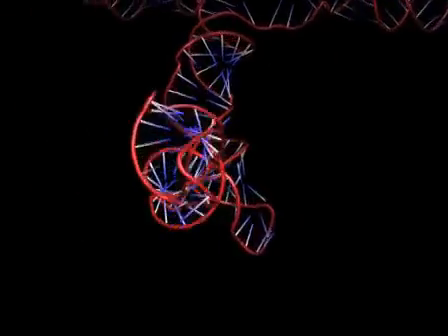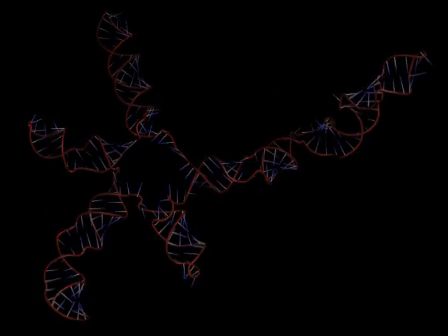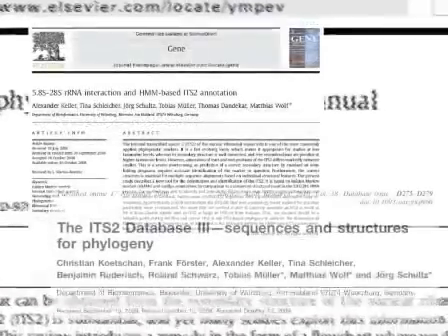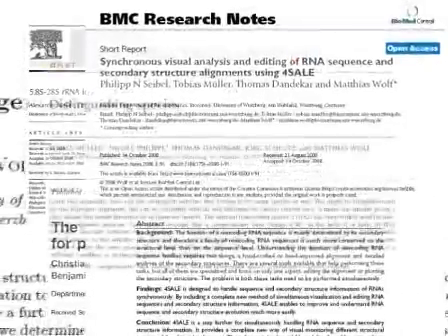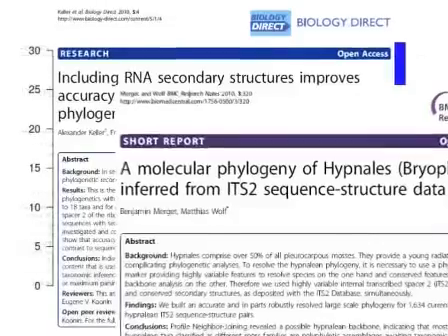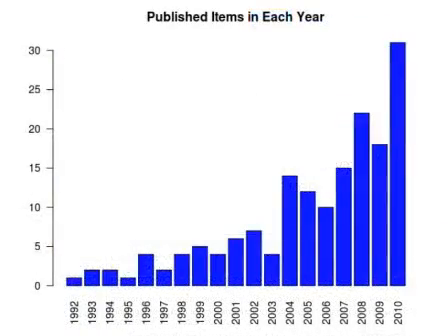The internal transcribed spacer 2 ribosomal gene, or ITS2, is one of the most important markers in molecular systematics. Research of the last 20 years has mainly focused on exploiting the ITS2 sequences for phylogenetic reconstruction. However, the secondary structure of ITS2 is increasingly being used in the field of phylogenetic inference due to several reasons.